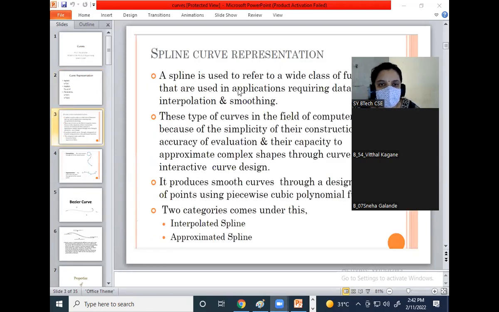Okay, so now we have seen the three ways to represent a curve: explicit, implicit, and parametric. In parametric, you have found that the expression is not in terms of x comma y, but in terms of a third parameter called t or u or v. So the function is not in terms of x, y, but in terms of t, u, v. That is called parametric.